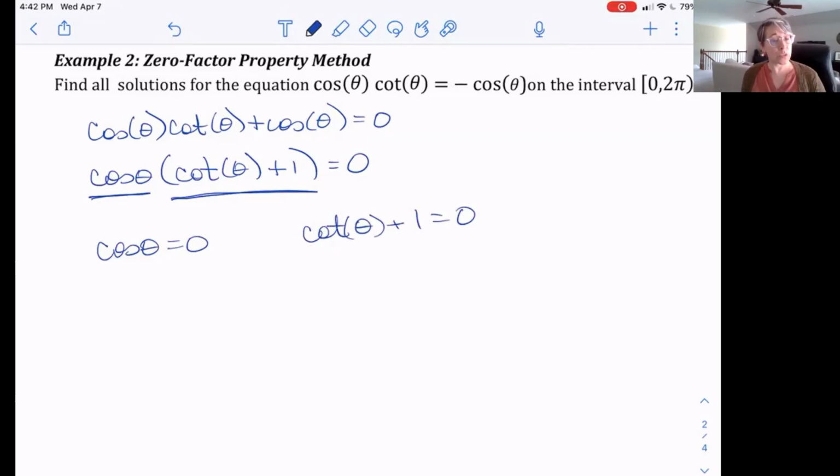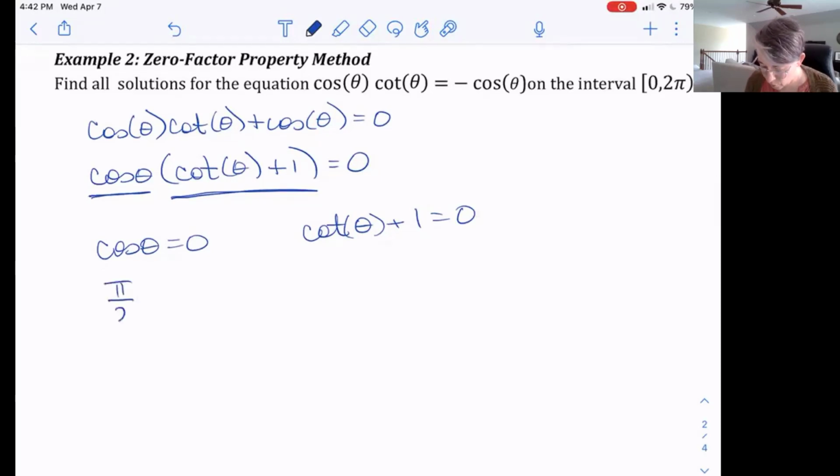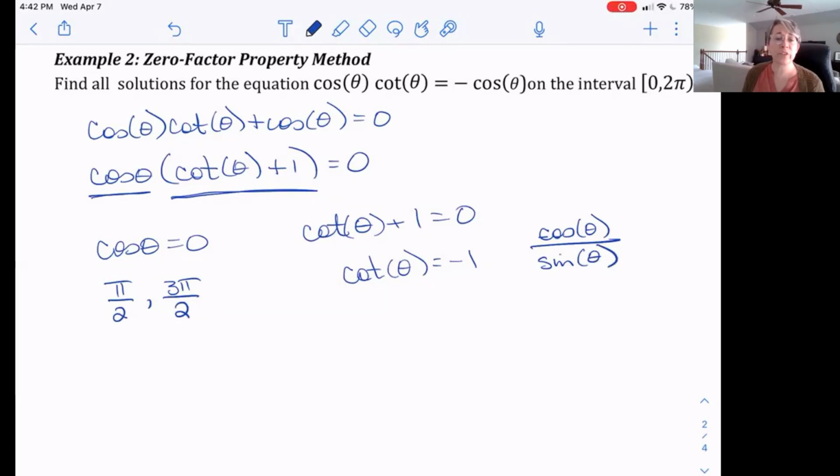Well, for cosine theta equals 0, we know that x value, or cosine value, equals 0 in two places, at pi over 2 and at 3 pi over 2. If we solve for cotangent theta, it equals -1. And remember, that's cosine over sine. So in order for it to be -1, they would have to not only equal each other, so we're looking at some multiple of pi over 4, but their signs also have to be opposites, one positive and one negative. So that means we would be here in quadrant 2 or quadrant 4. So that would be 3 pi over 4 here or 7 pi over 4 there.